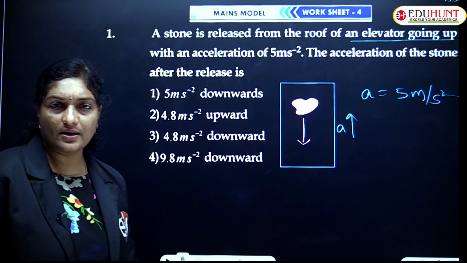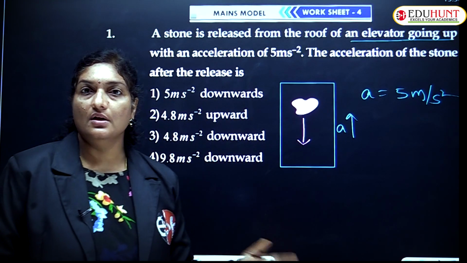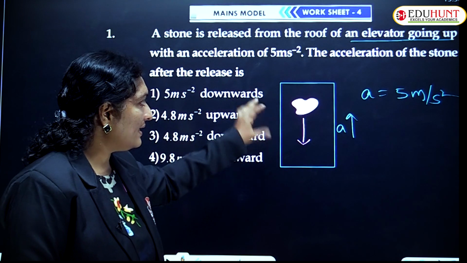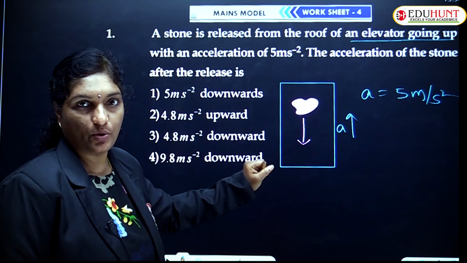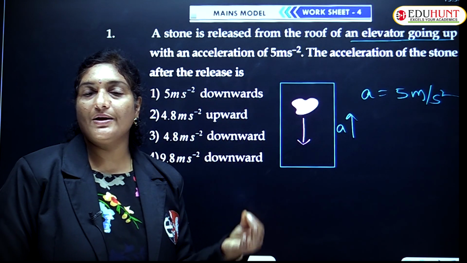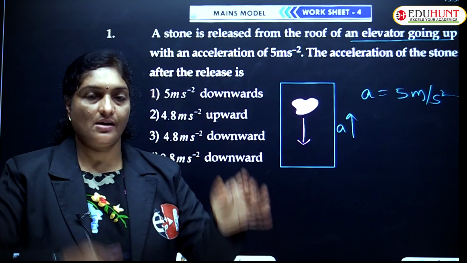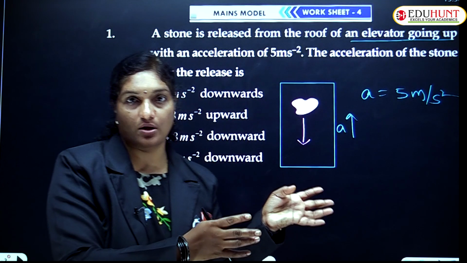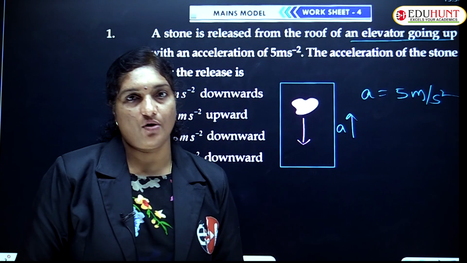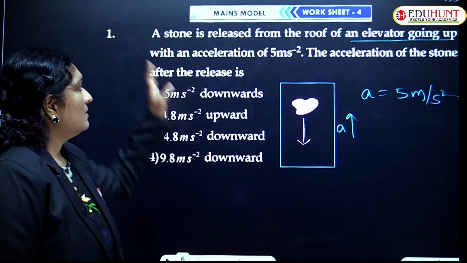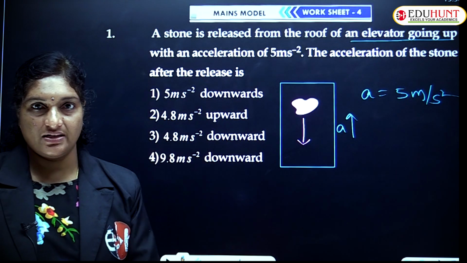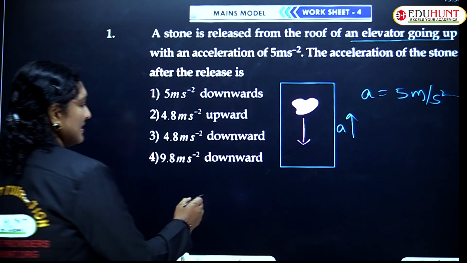So when there is no contact between the stone and the lift, this is taken as a non-inertial frame of reference. The only force acting on the stone is the weight of the stone itself. The weight of the stone is only because of the acceleration due to gravity. Whenever acceleration due to gravity g acts on the mass of the stone, the weight is given by mg. Because of which the body falls downwards. So the acceleration of the stone is only because of the acceleration due to gravity.